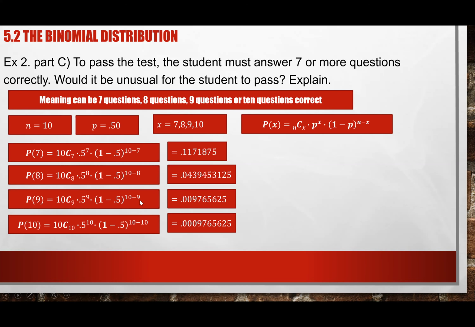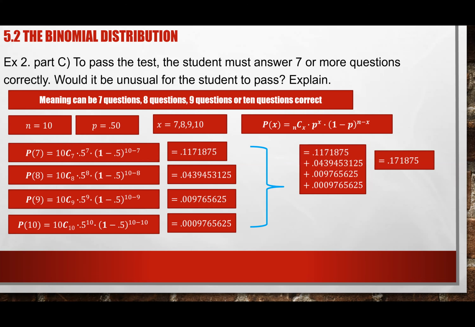And if I plug into my calculator, this is what I have. This is where my number comes from. And all I need to do is add all this up. And if I add them up, what I have is 0.171875, meaning roughly 0.17, roughly 17%. Meaning I have a 17% chance of guessing and passing this test. I have a 17% chance of getting at least 70% on the test, or 80%, or 90%, or 100%.